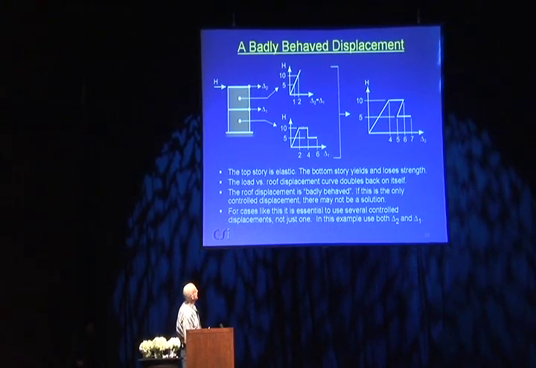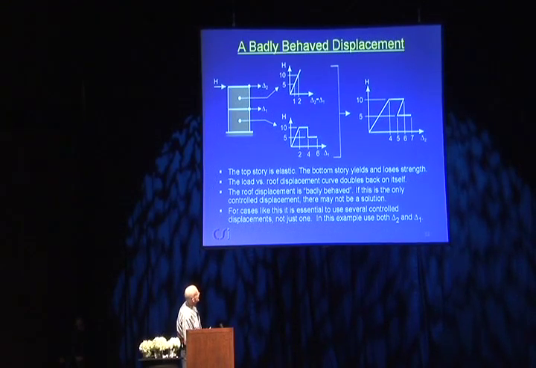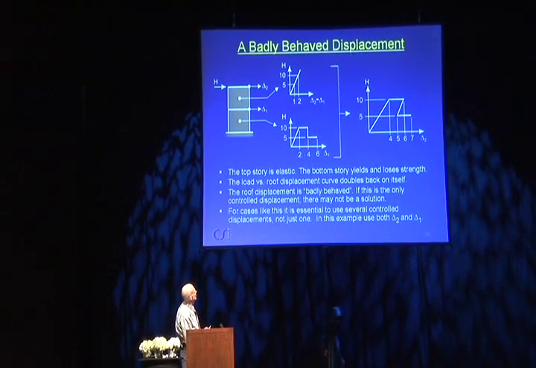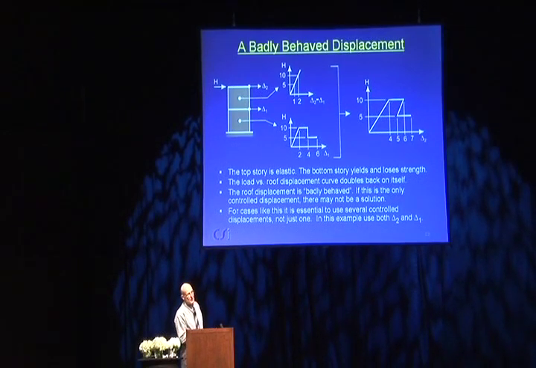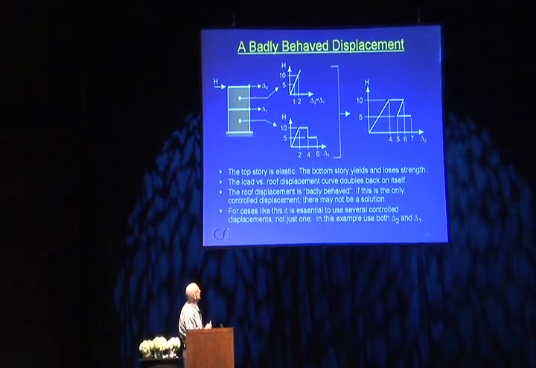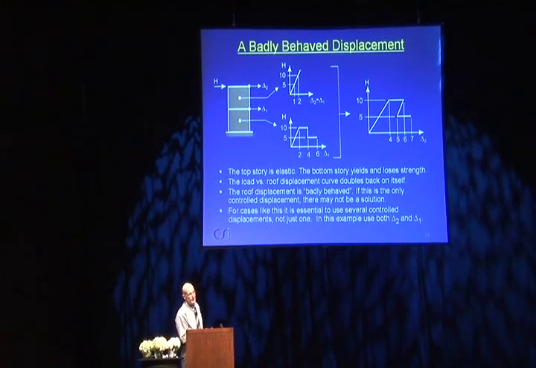Then this one yields, so the load stays at 10, and the displacement in the upper story is still 2, displacement in the lower story is 4, so 4 and 2 is 6, so you've come out here and the displacement is 6. Then this one suddenly loses strength, so now the load is 5 and the displacement is 4, the load up here is 5 and the displacement is 1, 4 and 1 is 5, so the displacement comes back to 5, and then it continues horizontally. So the roof displacement has doubled back on itself. This is bad. Now, this is a badly behaved displacement.